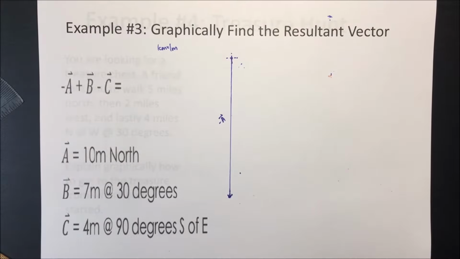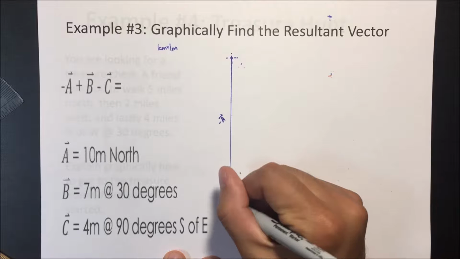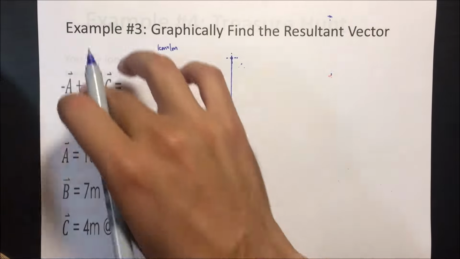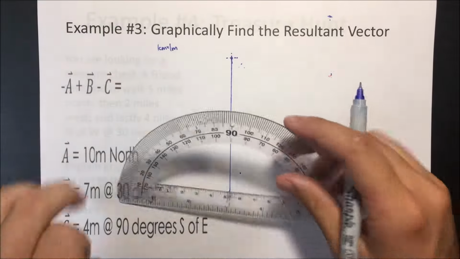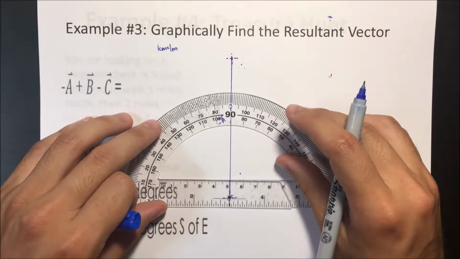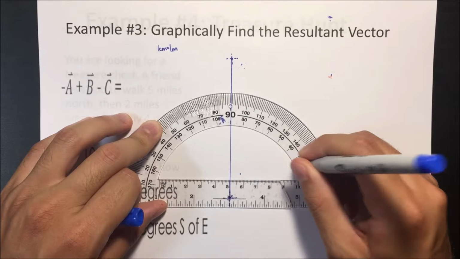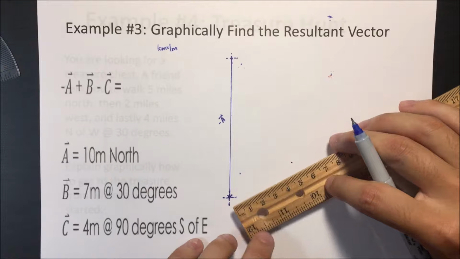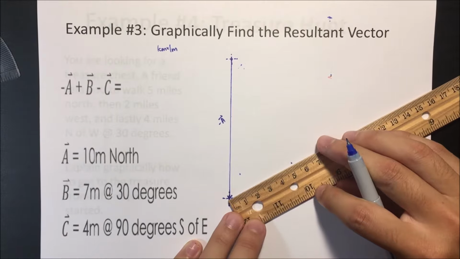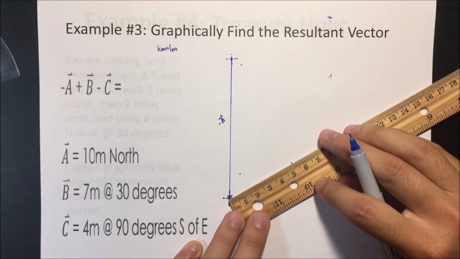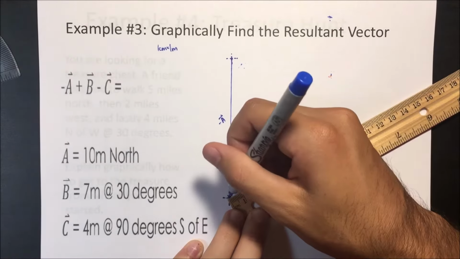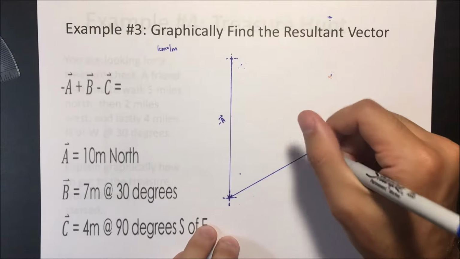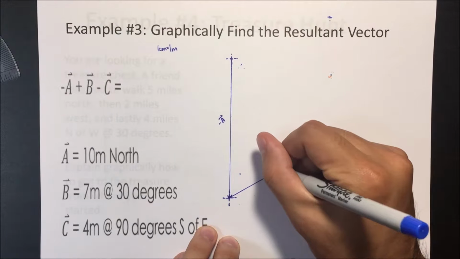Now I'm going to make, again, that little cross section. And then it says 7 meters at 30 degrees. This is not negative, this is positive. So we're just going 7 meters at 30 degrees. I'm going to label where 30 degrees is. This is the reference point right there. And now I'm going to go 7 centimeters in that direction. Let's see, just like this. Good. 7 centimeters, and this is vector B.